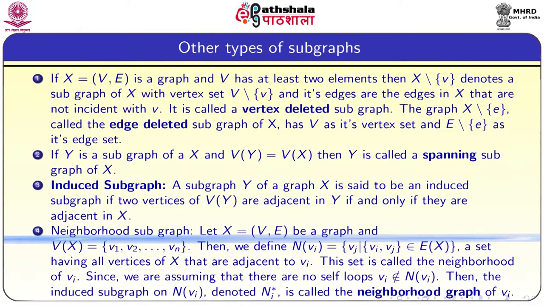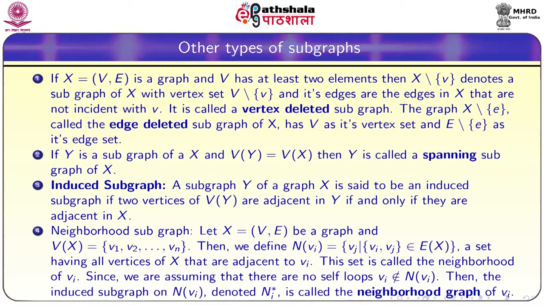Neighborhood subgraph. Let X equal to (V, E) be a graph and V of X equal to V1, V2 and so on Vn. Then we can define the neighborhood of Vi, N of Vi, as all Vj such that (Vi, Vj) is an edge in X. So, it is the collection of all vertices which are adjacent to Vi, a set having all vertices of X that are adjacent to Vi. The set is called the neighborhood of Vi. Since we are assuming that there are no self loops, that is Vi does not belong to N of Vi, then the induced subgraph on N of Vi, denoted by Ni star, is called the neighborhood graph of Vi.